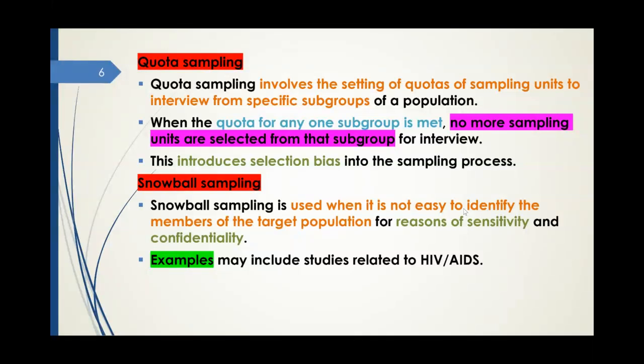Then snowballing, what's going on there? Snowballing is used when it is not easy to identify the members of the target population for reasons of sensitivity and confidentiality. So here, an example may include studies related to HIV and AIDS. Okay, maybe anything where people don't want to come outright and say, this is my situation. It could be that some students might actually be performing exceptionally well, but you don't want to put them on the spot in front of the whole class. Does it make sense? So we do things anonymously.